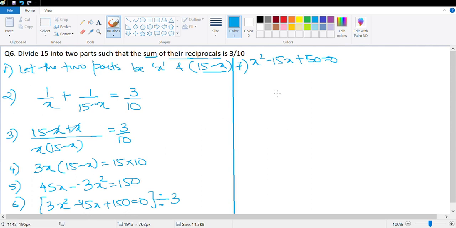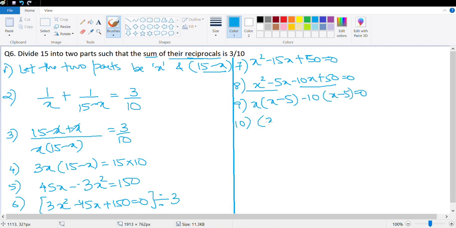So we need to find factors of 50, the sum of which is negative 15. So that will be negative 10 into negative 5. So x square minus 5x minus 10x plus 50 is equal to 0. Grouping it the way I have underlined, we get x times x minus 5 minus 10 times x minus 5 is equal to 0, which is x minus 5 times x minus 10 is equal to 0, which means x is equal to 5 or x is equal to 10.